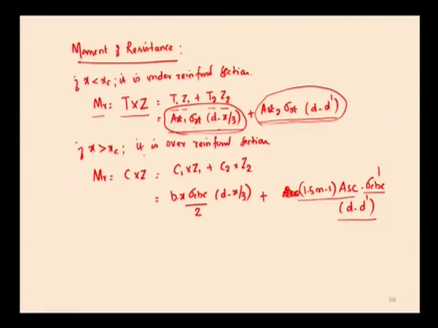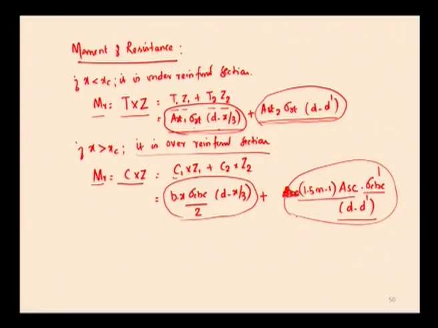If x is greater than xc, we conclude that it is an over reinforced section. So, MR is equal to C into Z, that is C1 into Z1 plus C2 into Z2. This is the moment of resistance due to the whole concrete area above the neutral axis, and this is the moment of resistance due to the compression steel. So, using this we can easily find out the moment of resistance. Now, let us have a look at the summary of this lecture.